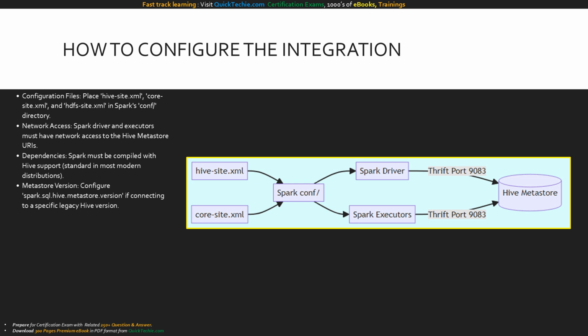On the left, we inject the XML configuration files into the Spark conf directory. These settings propagate to both the Spark driver and the Spark executors. Armed with this configuration, both the driver and the worker nodes can successfully negotiate a connection over the Thrift protocol, typically on port 9083, directly to the central Hive Metastore.